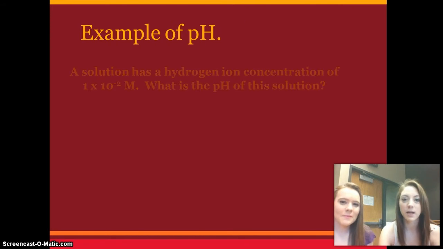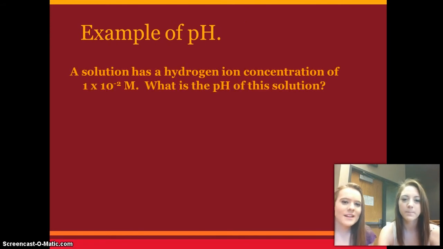And examples of a pH. A solution has a hydrogen ion concentration of 1 × 10 to the negative second molarity. What is the pH of this solution? So you just plug it in. In other equations or problems, you might have to find the molarity, but since we just give it to you, just plug it in. That's all you have to do.